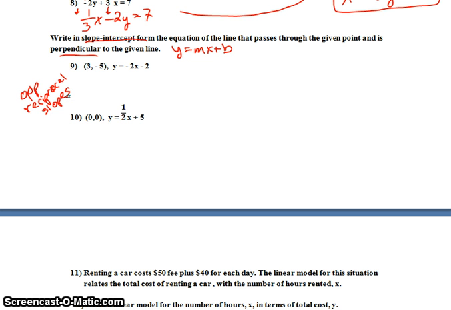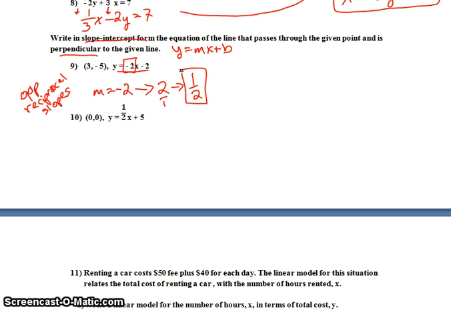Alright, so we have to look at the line we're given and its slope so we can figure out the line perpendicular to that. If we look at our line, the slope is negative 2. So the line perpendicular to negative 2 is opposite, which means it's positive, and the reciprocal, which, 2/1, or 2, is the reciprocal of 1/2. We're just flipping it over. Alright, so the line perpendicular has a slope of 1/2.